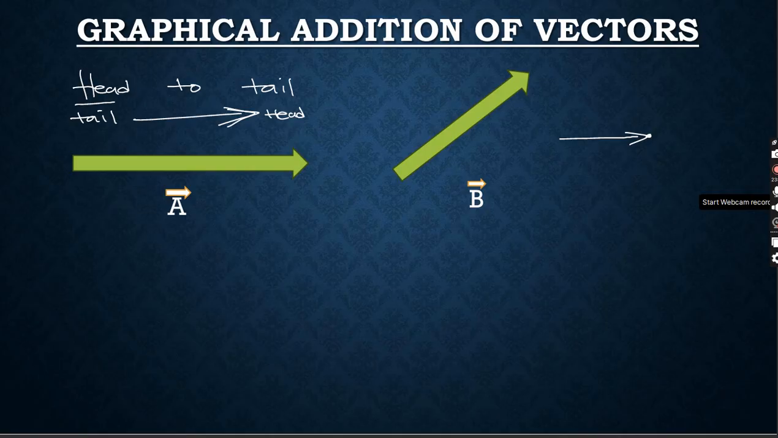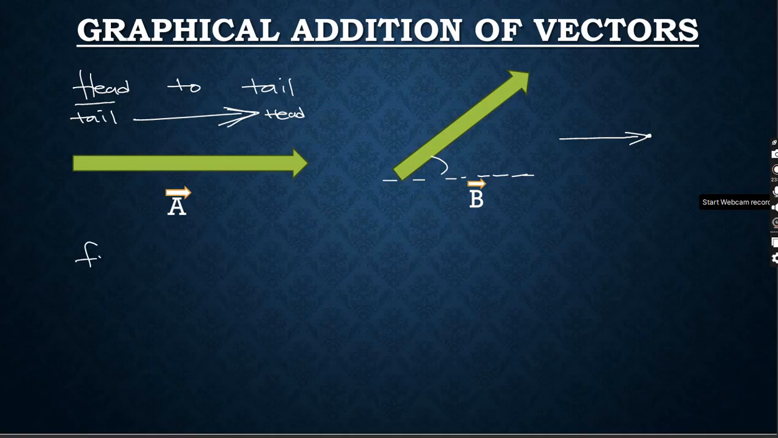Let's say for example I've been given vector A, which is this arrow in green. Also we have been given vector B, which is also in green, and it is moving at an angle here. As you can see, it is not in a straight line. How can you add the two vectors? You add from head to tail, then you follow the order according to how the question is given.